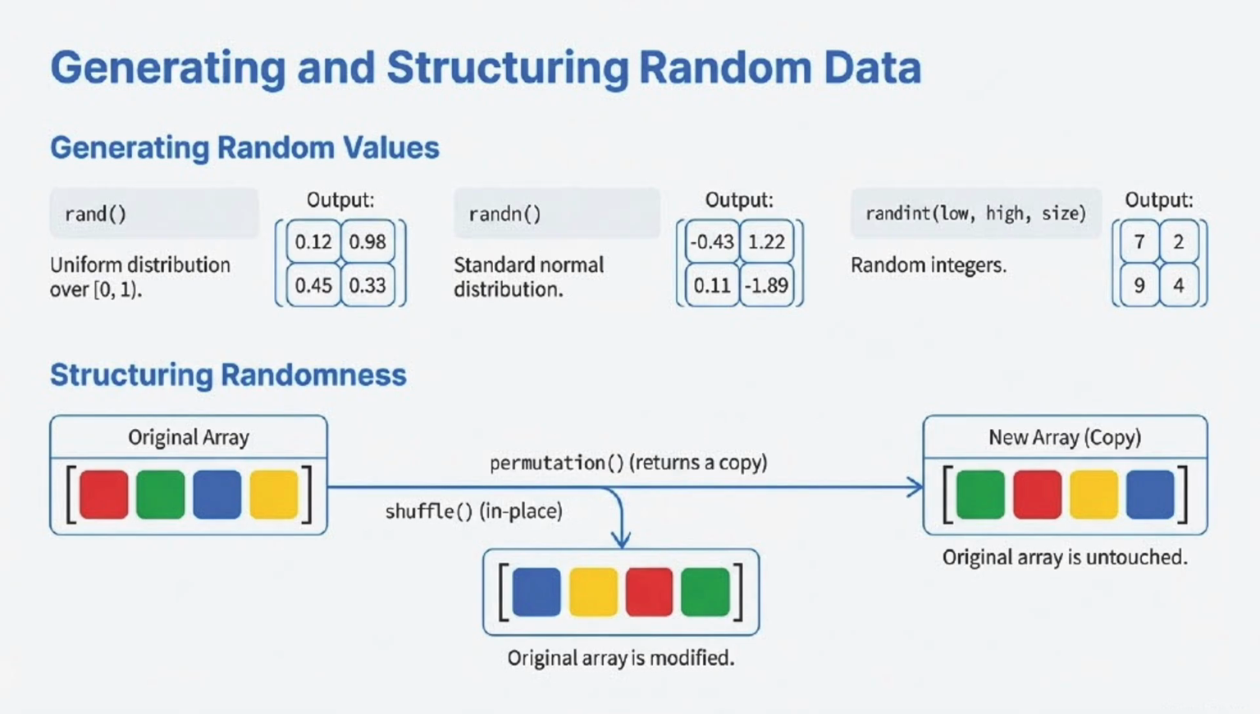Beyond generation, NumPy also lets us structure randomness. The shuffle() function rearranges elements in place, modifying the original array, while permutation() returns a shuffled copy, leaving the original untouched. These tools are essential for tasks like random sampling, data shuffling before training models, and running fair simulations.